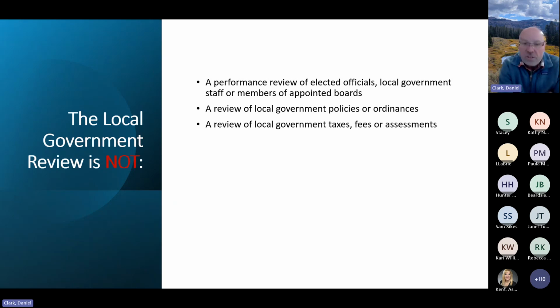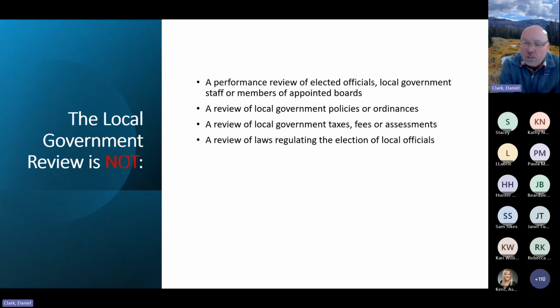It is not a review of the taxes, fees, or structures. You've got a real heartburn over that special improvement district. You really don't like that special improvement district, it bugs you. Well, this isn't a way to get rid of it. There's the political process you need to engage in, and this is not the political process for that purpose.